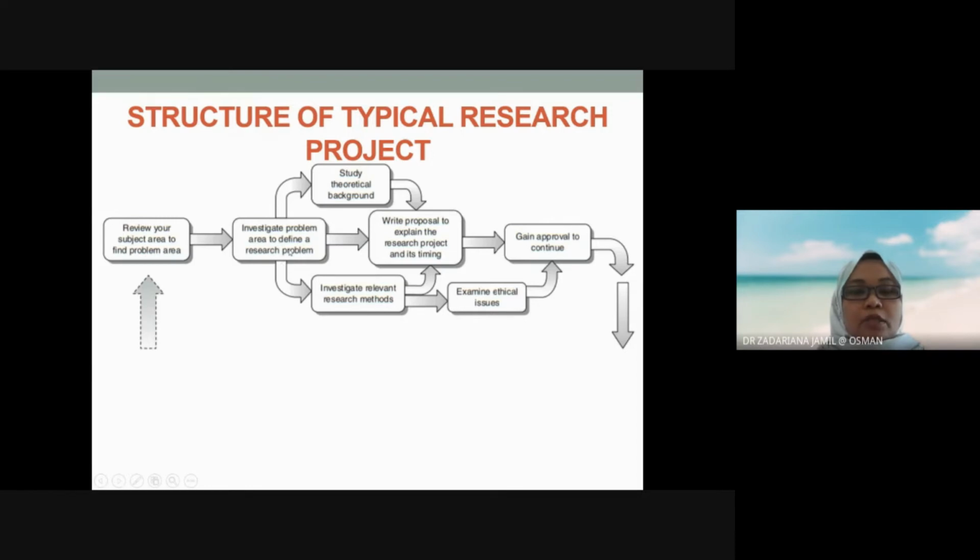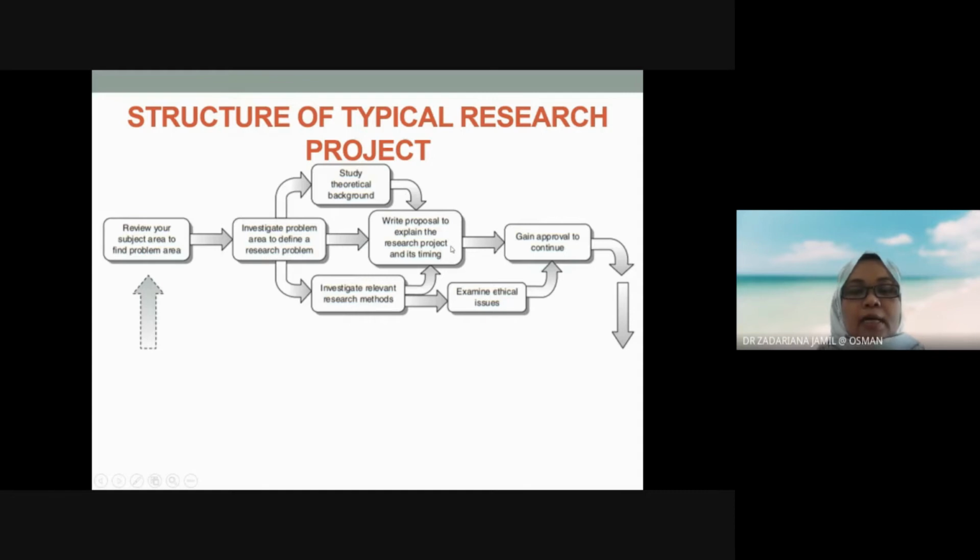After you define your research problem, you need to do a study on the theoretical background of the study area. Also investigate the relevant research method for the research problem. What is the research method to solve the research problem? And then after that, you also need to do the proposal, to explain the research project and also the timeline of your research.